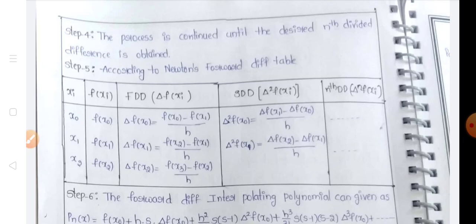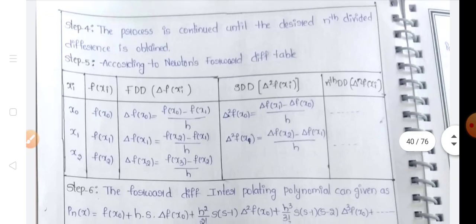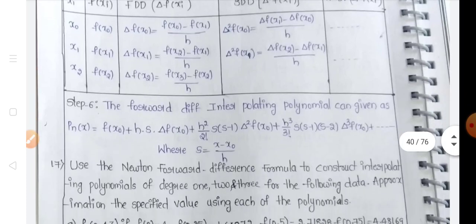Next, delta f of x naught is equal to f of x1 minus f of x naught by h. Delta f of x1 is equal to f of x2 minus f of x1 by h. Delta f of x2 is equal to f of x3 minus f of x2 by h. Delta square f of x naught is equal to delta f of x1 minus delta f of x naught by h. Delta square f of x1 is equal to delta f of x2 minus delta f of x1 by h. So on, up to the nth divided difference.